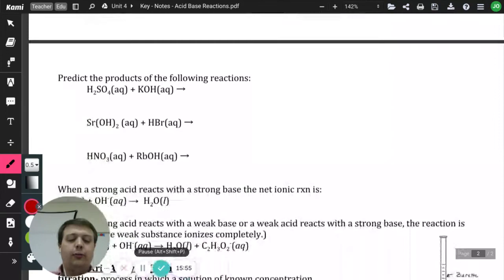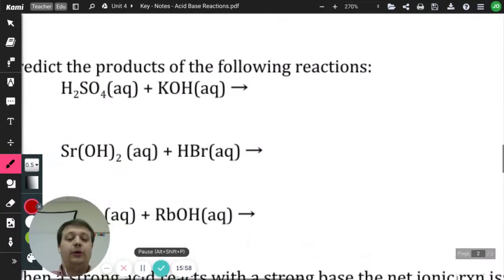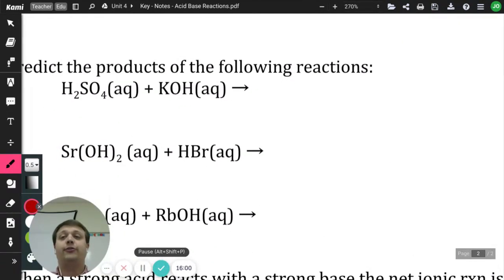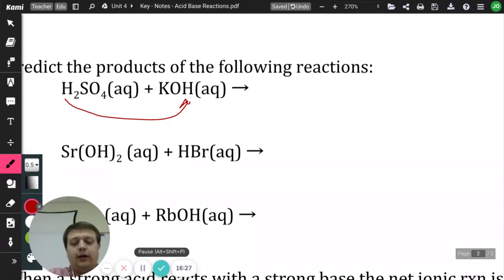All right, so let's predict the products of the following neutralization reactions. Again, how do I know this is neutralization? Well, I know H2SO4 is an acid, and I know KOH is a base. So since I've got an acid and a base, it's a neutralization reaction. So looking at this, what's actually happening? Well, we're going to have that water created, and then we're going to have a salt created. So what does that look like? So I have K2SO4.